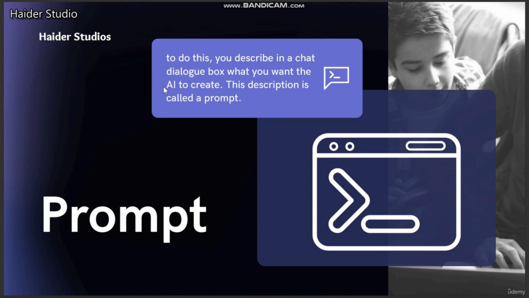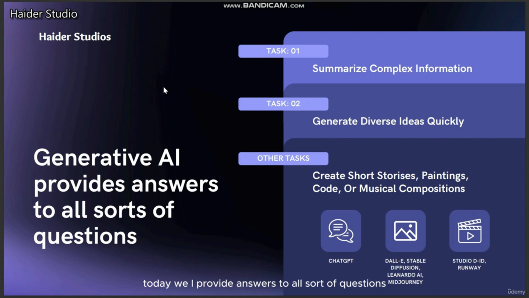What is a prompt? To do this generative AI thing, to generate these videos, images, or code, whatever you like, you describe it in a chat dialog box. Whatever you want the AI to create, you describe it in a chat dialog box. This description is called a prompt. So let's say you want an image of a pigeon flying in a Red Sea. You can just go and describe it to the AI bot, whatever AI bot you're using, and this description is called a prompt.